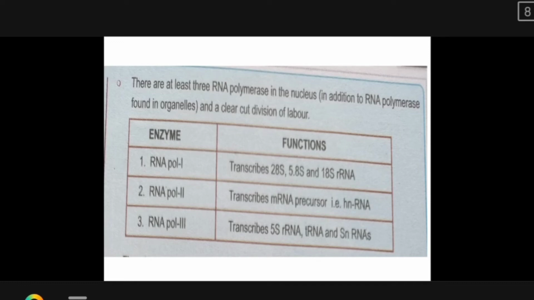DNA dependent RNA polymerase 1 transcribes 28S, 18S, and 5.8S rRNA. DNA dependent RNA polymerase 2 transcribes the heterogeneous nuclear RNA, that is a precursor of mRNA, and DNA dependent RNA polymerase 3 transcribes 5S rRNA, tRNA, and snRNA. snRNA, that is small nuclear RNA.